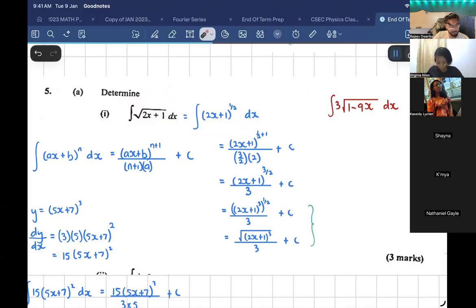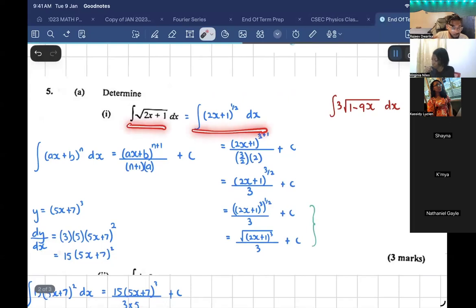Shayna, talk to me. I don't know if you're alive. I don't know if you're okay. So Shayna, from here to here, all I did was change the square root to what? What does square root mean, Shayna? You don't know this for indices, eh? What does square root mean? Nathaniel, you want to tell me what square root means?